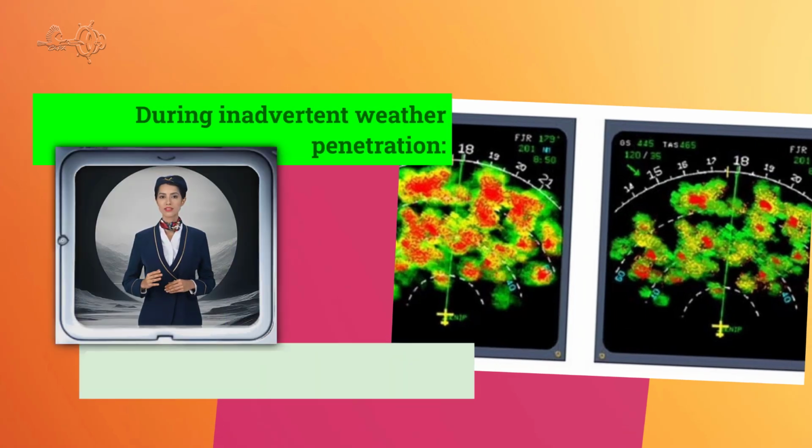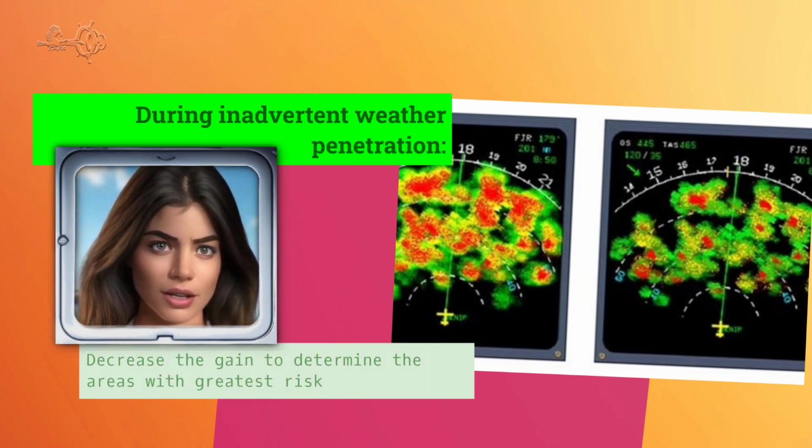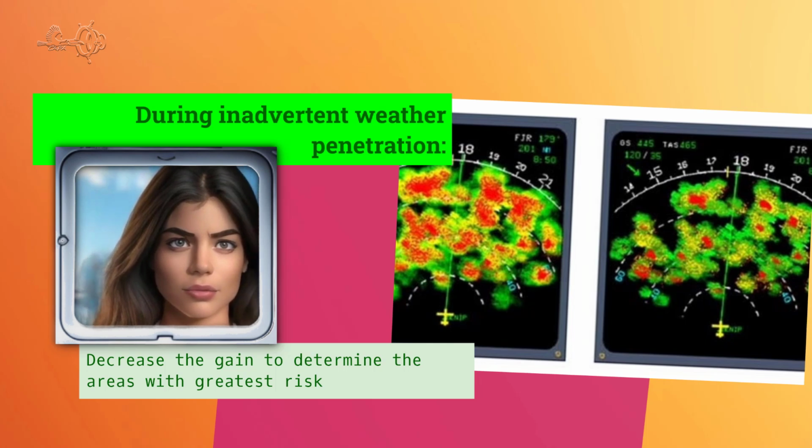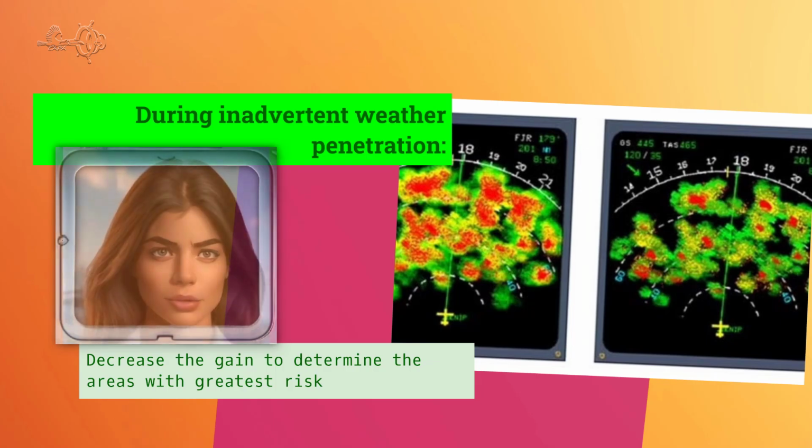Oh! The flight has inadvertently entered some bad weather. How can the pilots mitigate and provide the passengers and crew with the safest course through the weather? If ever you find yourself in inadvertent weather, try decreasing the gain on your weather radar. This will help you pinpoint the areas with the strongest echoes, which are likely the most dangerous parts of the storm.